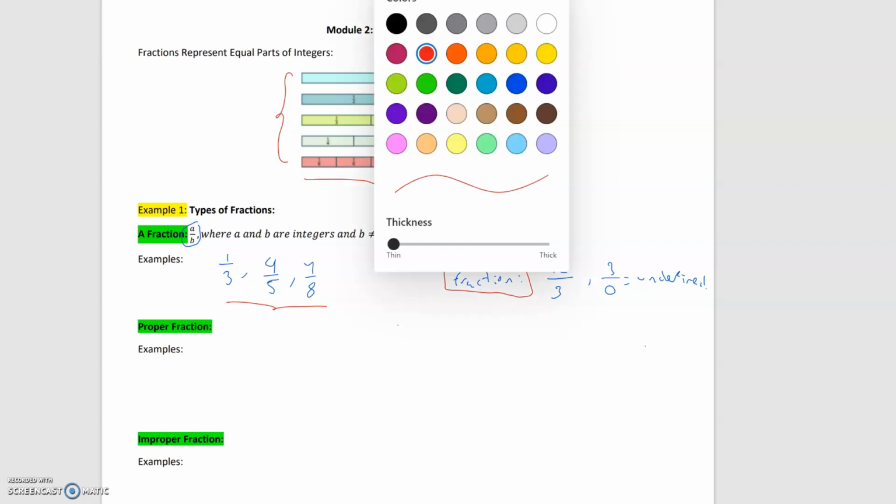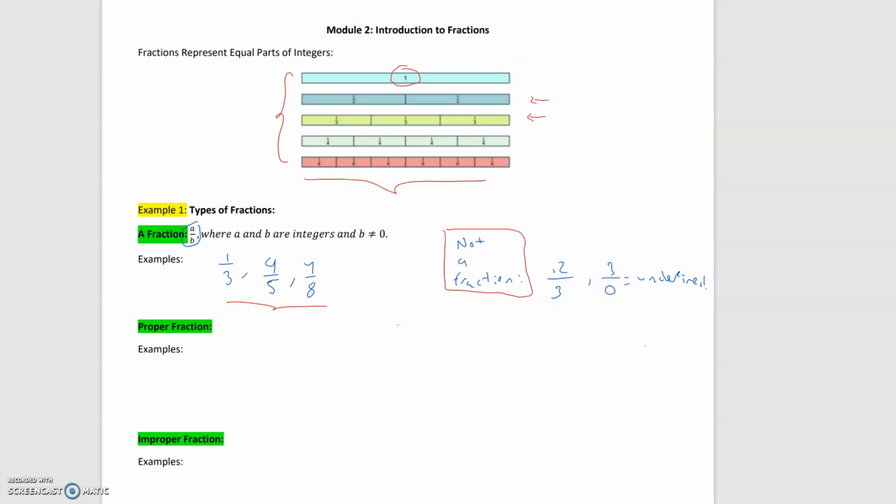Now, let's talk about the types of fractions. So when we talk about a proper fraction, the numerator is actually smaller than the denominator. So in this case, for example, 1/3 could be a proper fraction. 4/5 is also, the top is smaller than the bottom, and then perhaps 7/8.